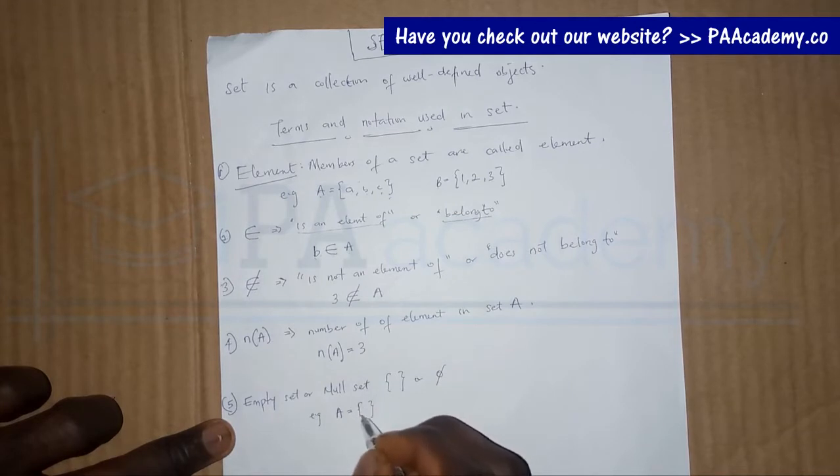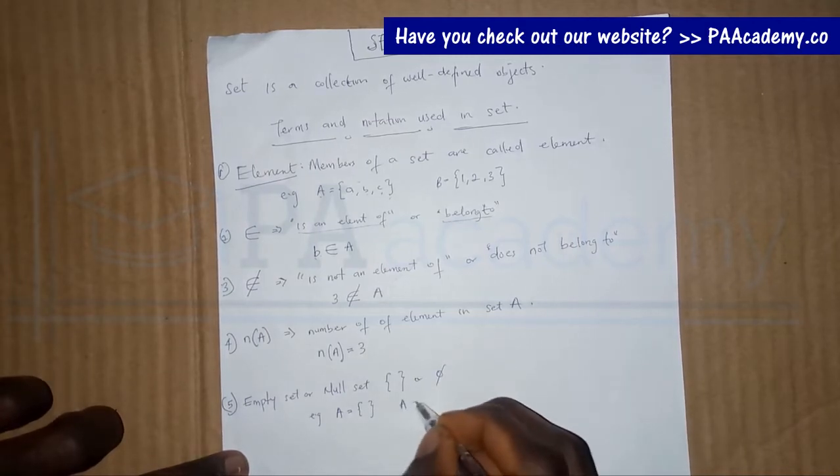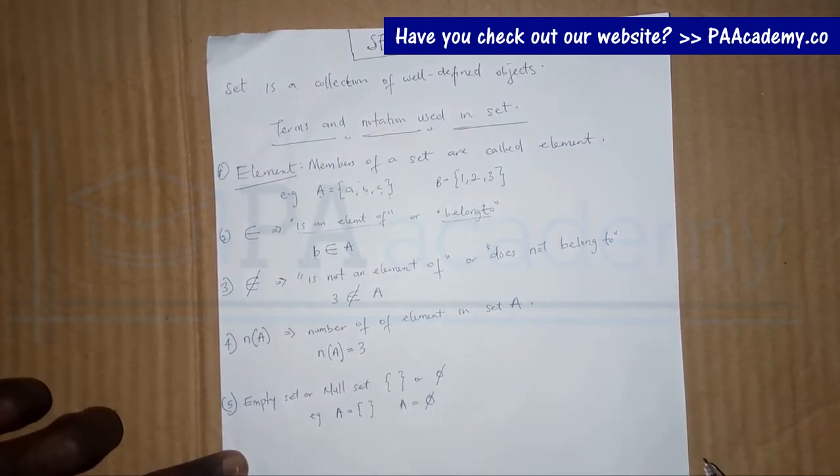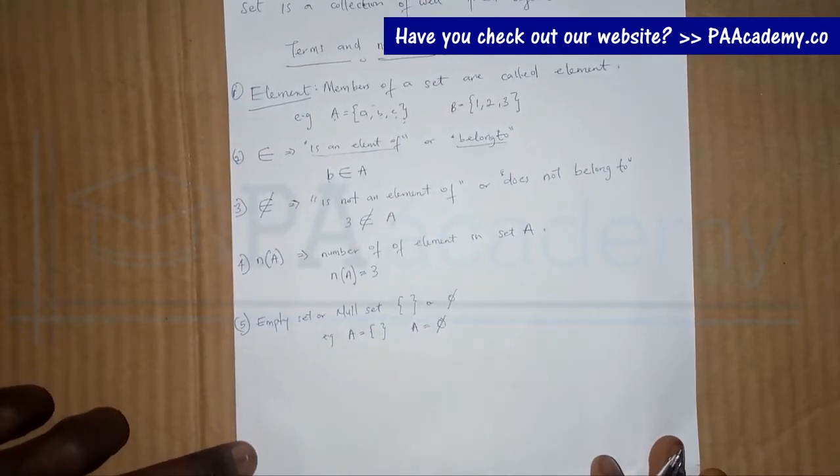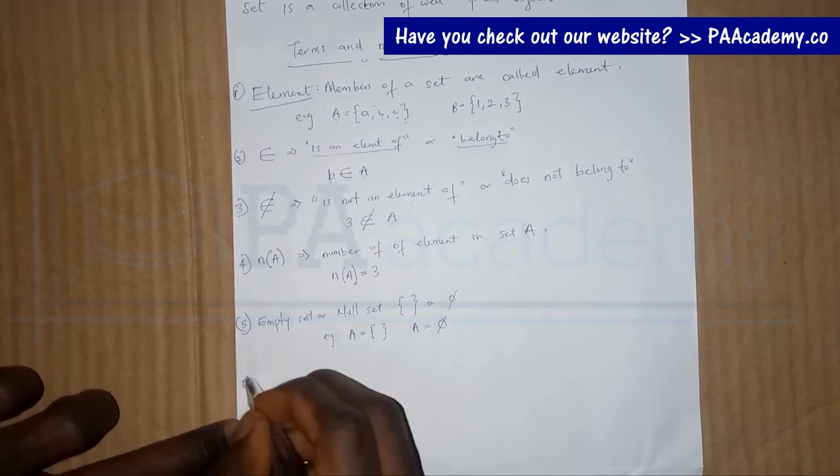So that means it is an empty set. That means set A doesn't have any elements. Exactly. Or you can just say A equals to this. So that's the notation for an empty set or a null set. Alright, let's go to number 6.